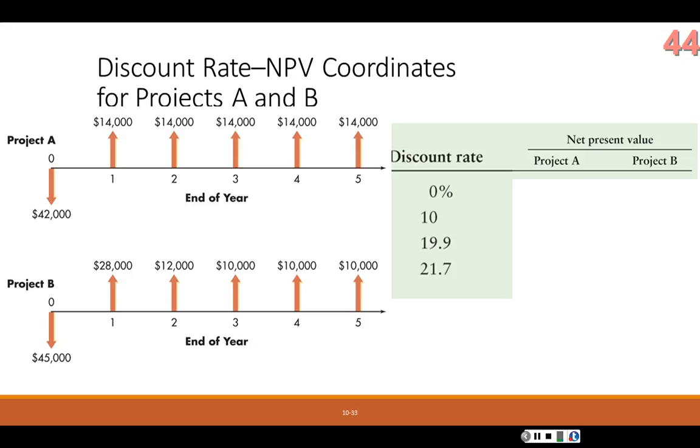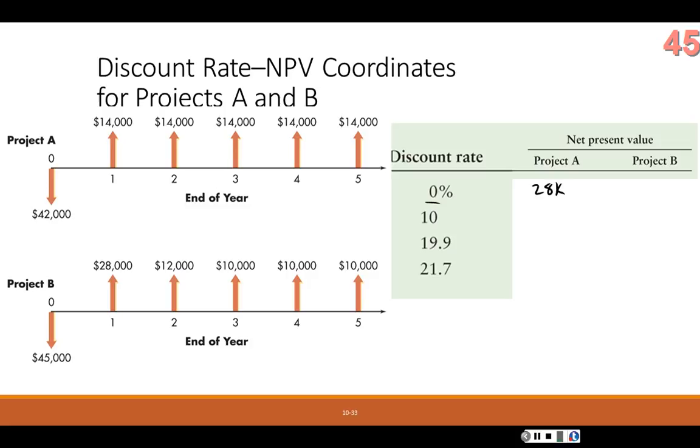So for example, for project A, you would enter in your cash flows. Cash flow at time period 0 is a negative $42,000. Cash flow at time period 1 is $14,000 with a frequency of 5. You push NPV, enter in a discount rate of 0, enter, down, and compute, and you'll get a net present value of $28,000.